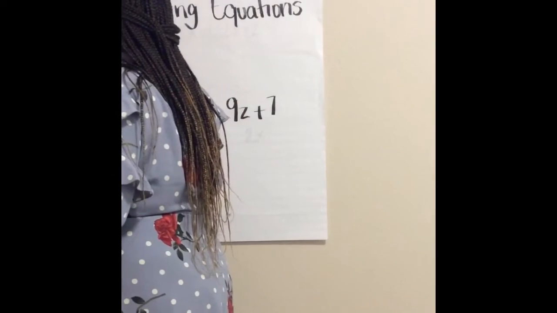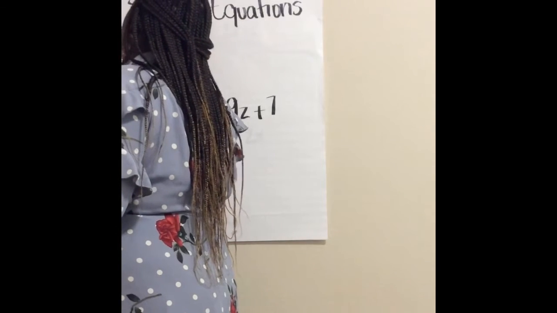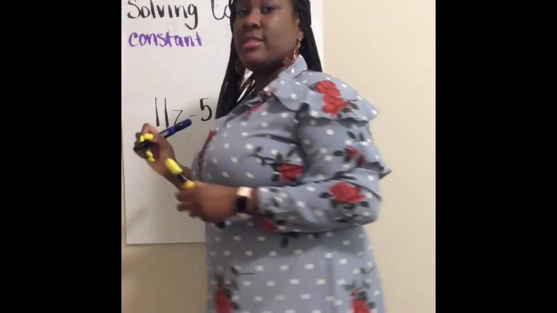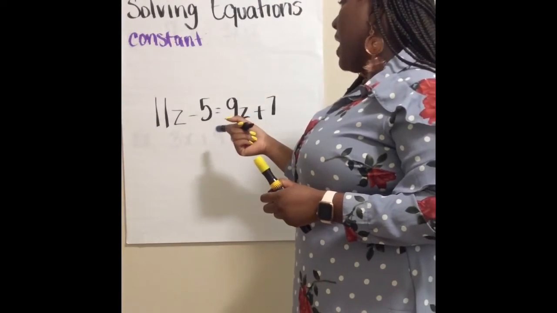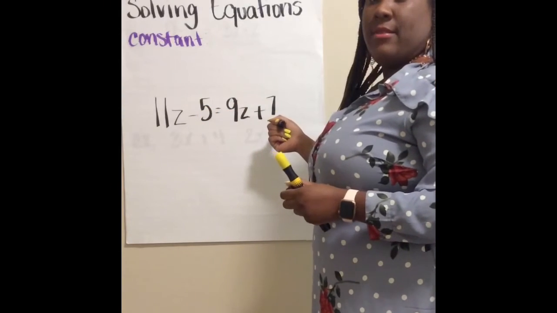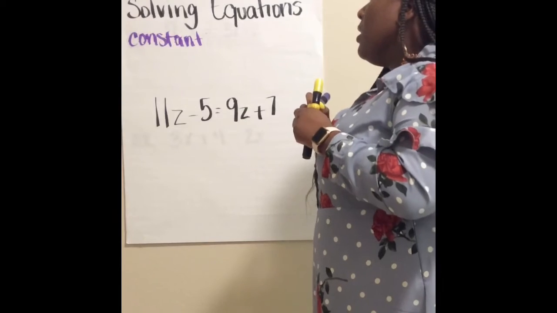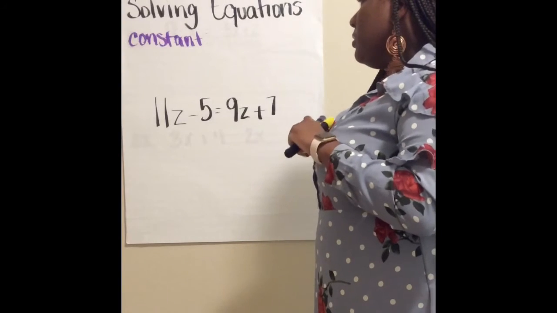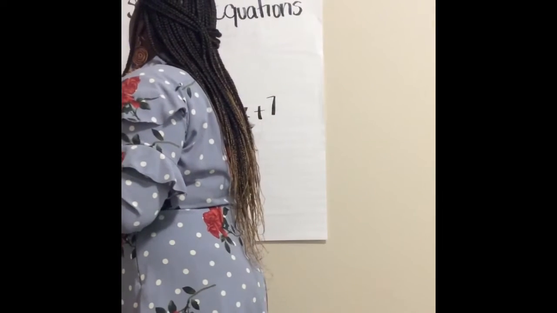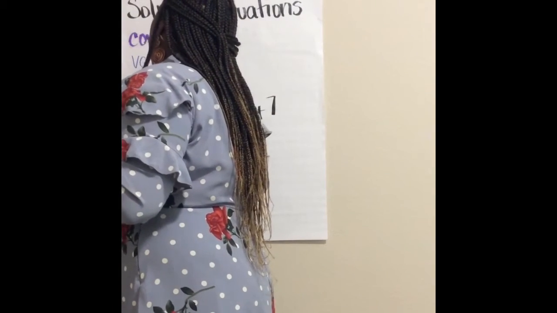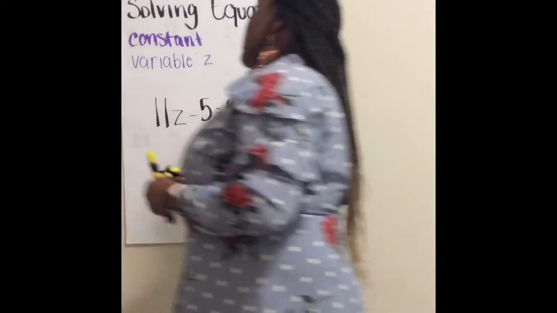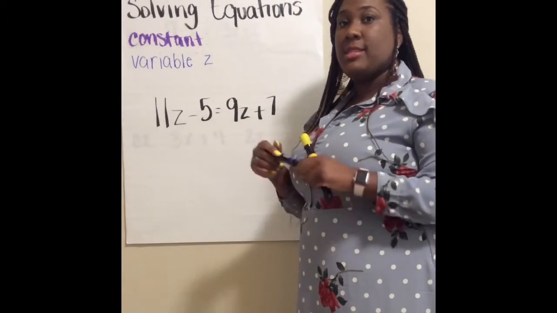Our constant, all our constant is our numbers that are by themselves. So if we look at this, our constant would be what? -5, +7. Okay? We also have our variable, which is represented by the letter z. That's what we're solving for. So we have our variable, which is z. So we're trying to solve this to get z by itself.